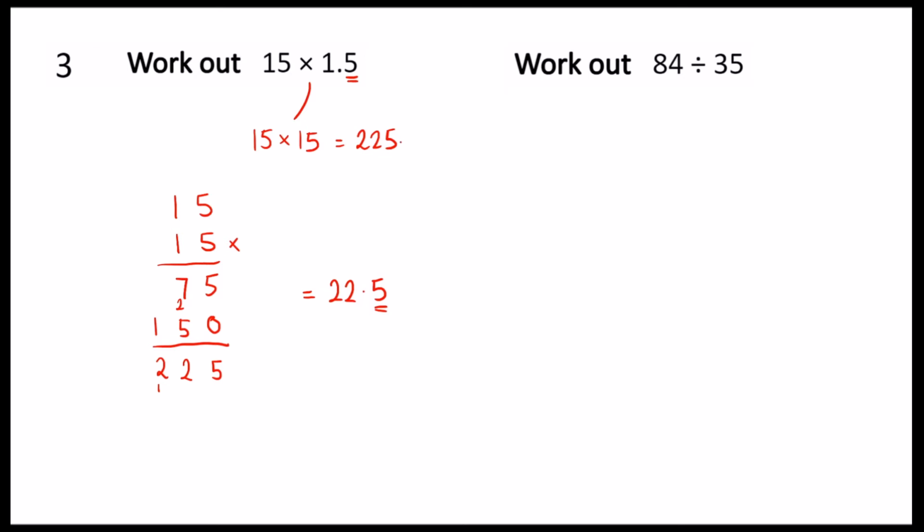22.5. The decimal place simply goes at the end, so you divide your answer by 10. If there were 2 decimal places in my question, so let's say it was 1.5 times 1.5, I'd need to move this decimal place another further place back, and therefore there would be 2 decimal places in my answer.